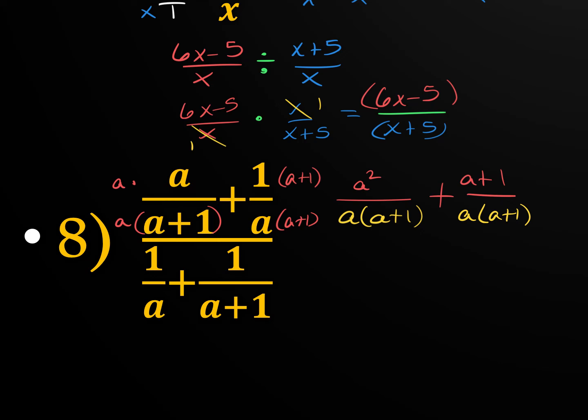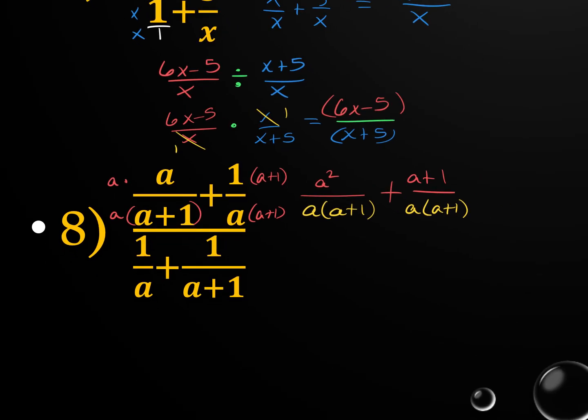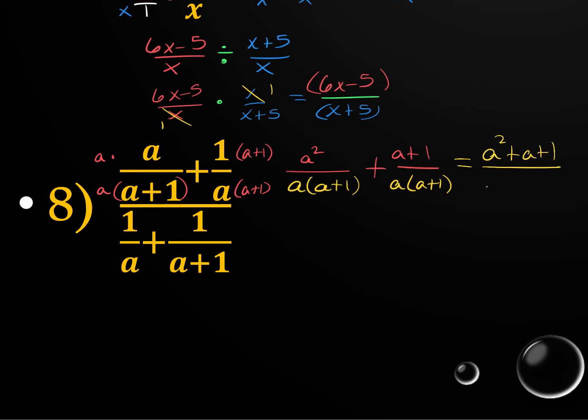And now I can add my numerator. Do not try to cancel anything until after you combine your like terms. So a squared plus a plus 1 over a times a plus 1. Now I have to simplify the denominator. So now, again, what I'm missing here is a plus 1. And this one's missing the a.